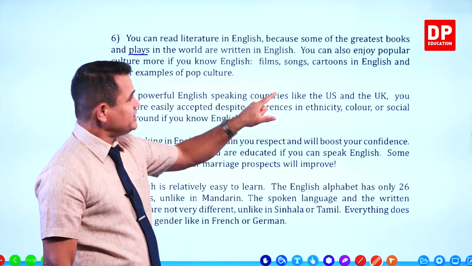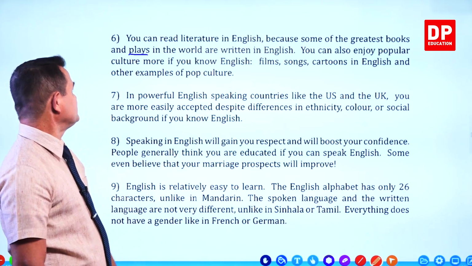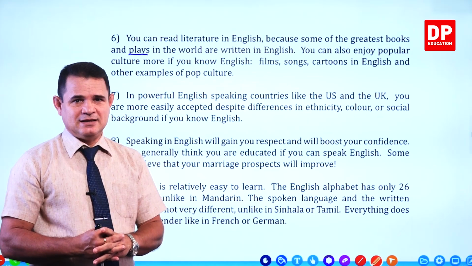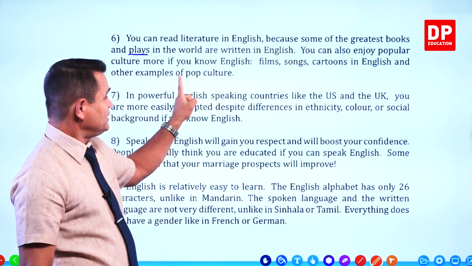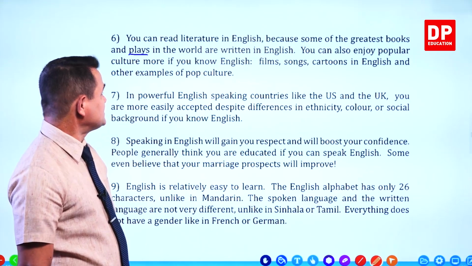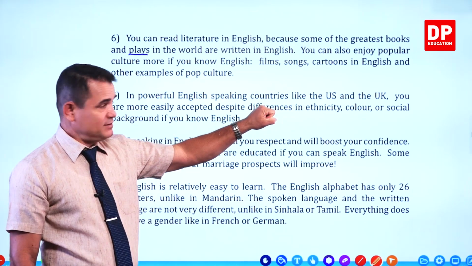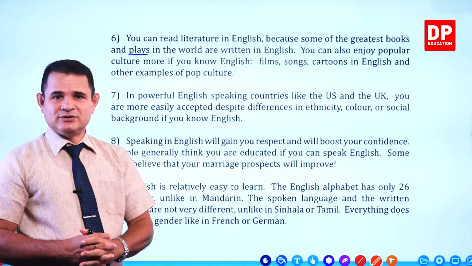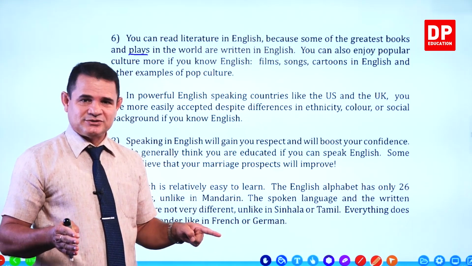And you can also enjoy popular culture more if you know English. Popular culture, වඩාත් ප්‍රසිද්ධ සංස්කෘතින් ගැන you can learn if you know English. And not only that, films, songs, cartoons, and other examples of pop culture. මෙන්න මේ වගේ දේවල්, films, songs, cartoons, ඒ වගේ දේවල්ුත් අපිට ඉගෙන ගන්න පුළුවන් if you know English. So you see what a lot of advantages are there. බලන්න කොයි තරම් අපිට වාසි තියනවද if we know English.